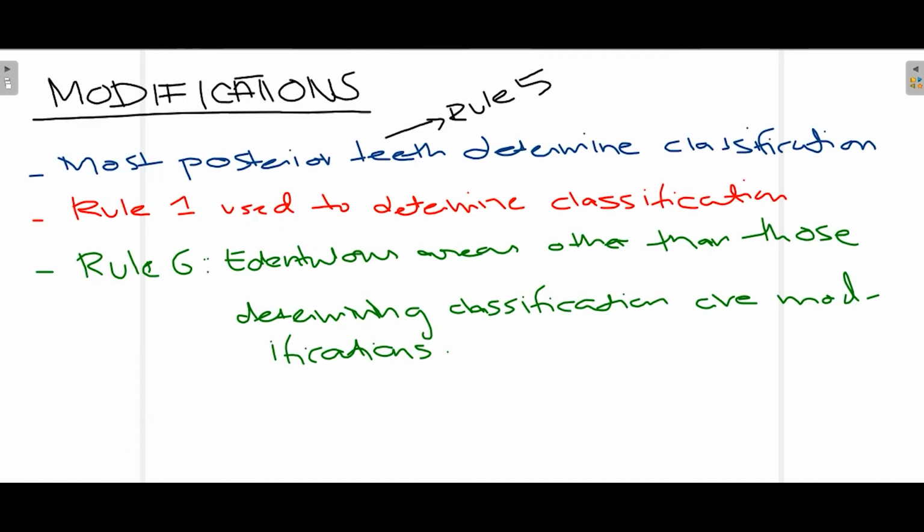Now talking about more details of modification, the most posterior teeth determine the classification, which is Rule 5 according to Applegate's.